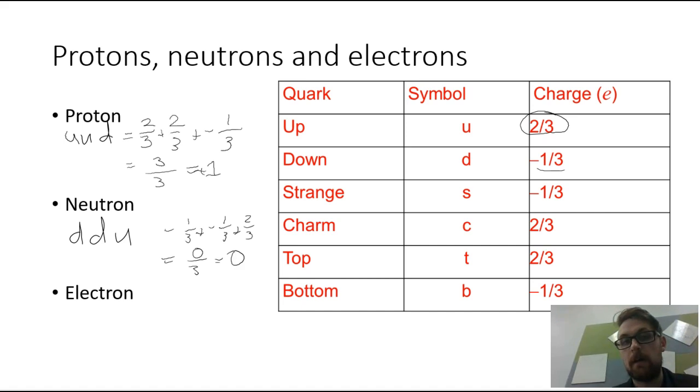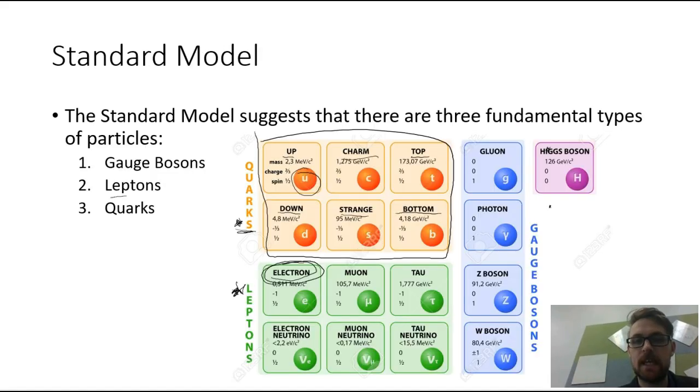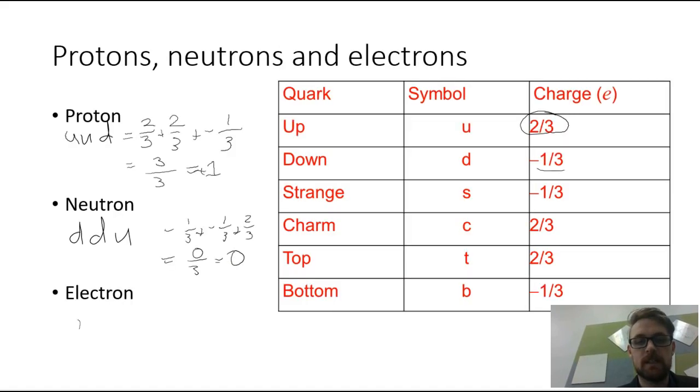All right, so that's how these things work, and there's a lot of different combinations you can have, but proton and neutron are the most common. An electron, you might be asking what combination makes up an electron, but we remember this is a lepton. So what we're going to write is this is a lepton, so it's not a combination of quarks.